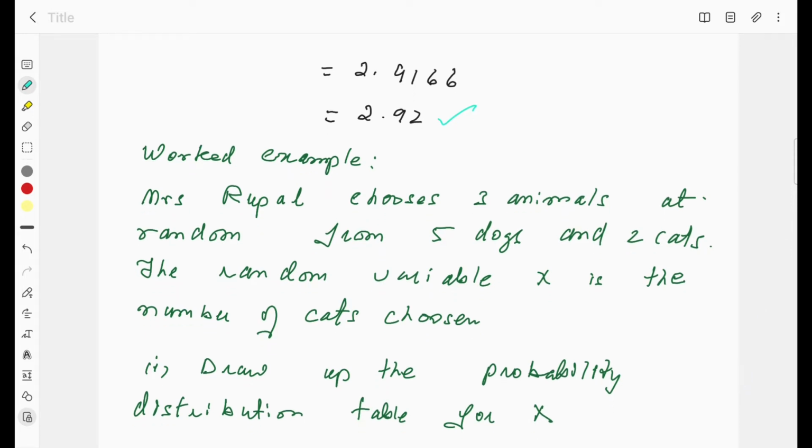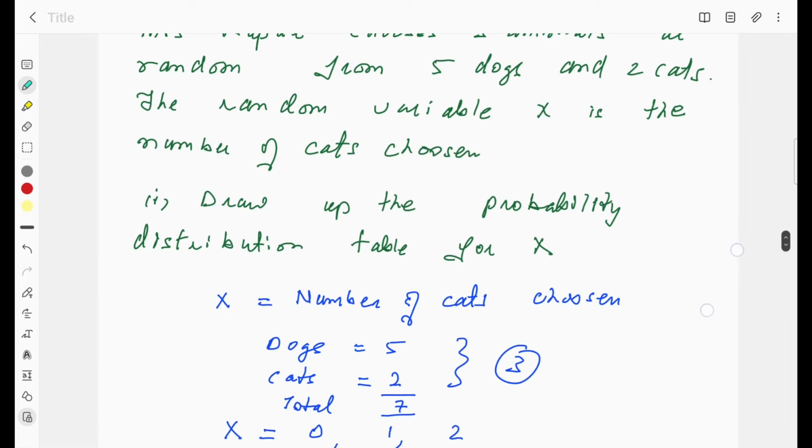Mrs. Rupel chooses 3 animals at random from 5 dogs and 2 cats. The random variable x is the number of cats chosen. Draw up the probability distribution table for random variable x.